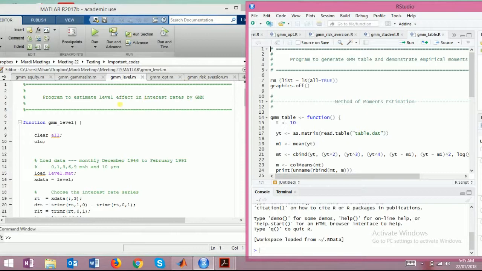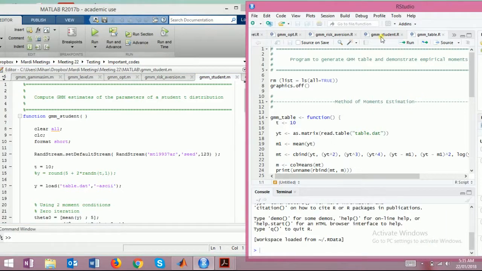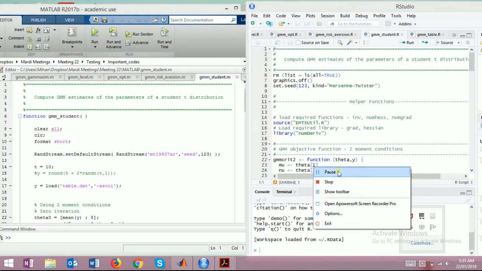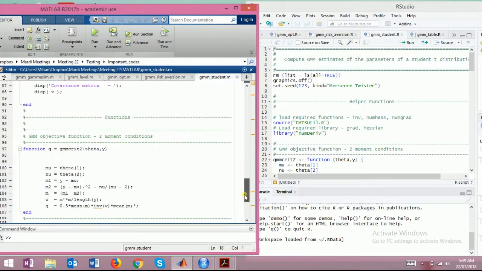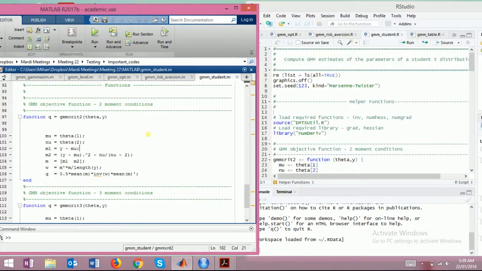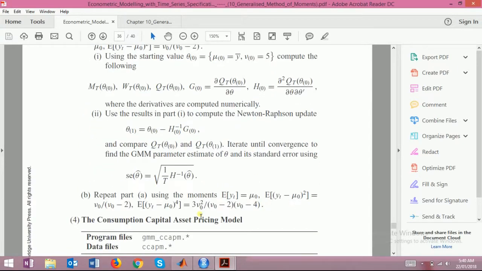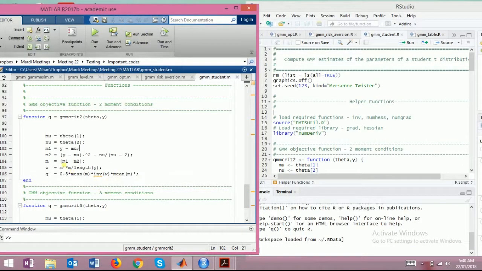And let's see, this problem is GMM student. So we do GMM student. In this problem again we create local functions, and it's exactly a duplicate of the previous problem. There is nothing new. In the local functions, first we do two moment conditions, but we are doing a Student t distribution. So mu is theta 1, nu is theta 2, because we have two moments. We don't only estimate mu, we also estimate nu. So m1 is y minus mu, m2 is y minus mu squared minus nu divided by nu minus 2.